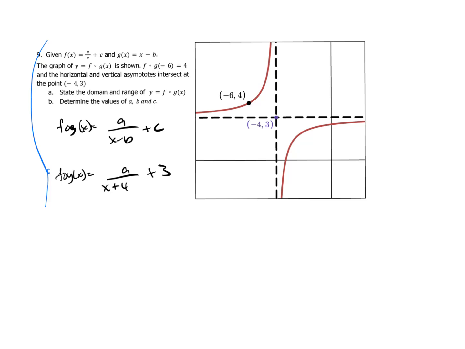In this problem here, we are given f of x and g of x, and the graph of f of g of x is shown, and the point negative 6, 4 is also shown, with the horizontal asymptotes being here. What this question is really about is f of g of x. And so the first thing we're going to do is create the function f of g of x.